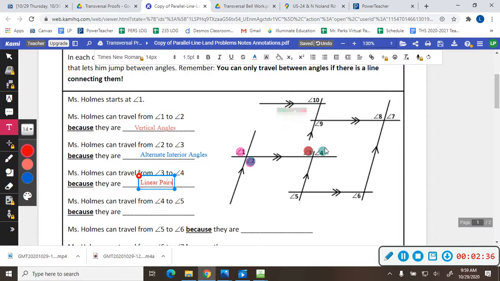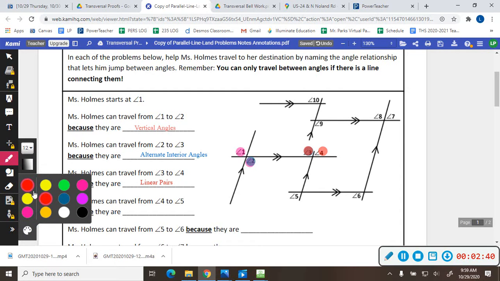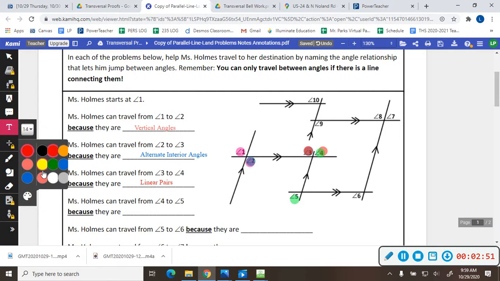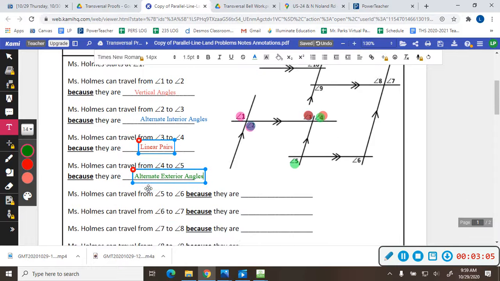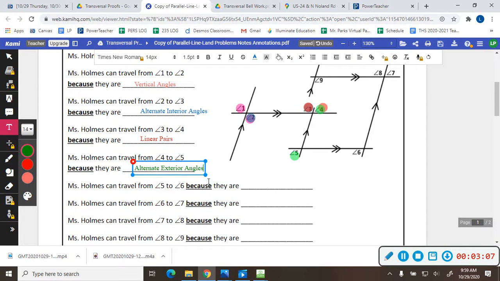And then we're going to go from angle 4 to angle 5. And what do we call those? We call those alternate exterior angles. We know alternate exterior angles are congruent. And then they want us to go from 5 to 6.